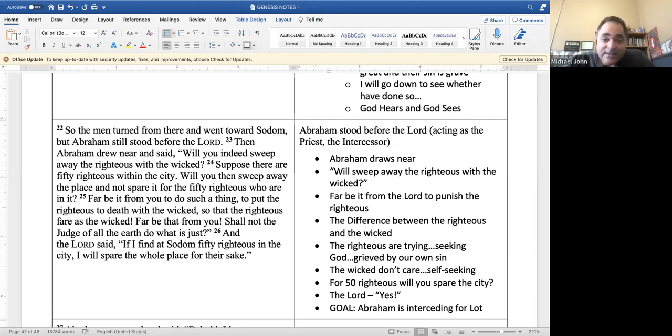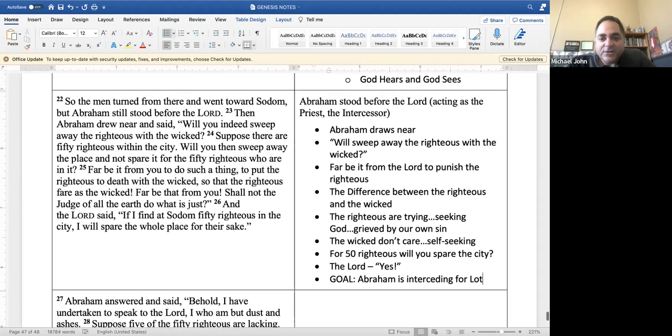He has been a son to him. He has really been Lot's father for all these years, and so he cares deeply about him. So when he hears the news that the city he's living in is about to be destroyed, he's emboldened to draw near and intercede. And the intercession goes on. So he gets good news. The Lord will spare the city if he can find 50, just 50 righteous people. I mean, there's got to be 50 righteous people there. It can't be that bad, can it?